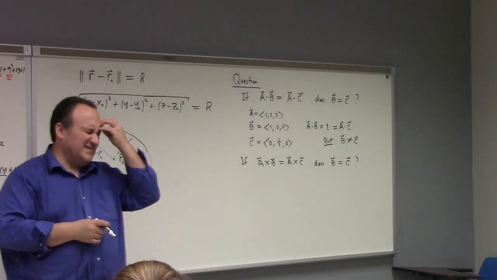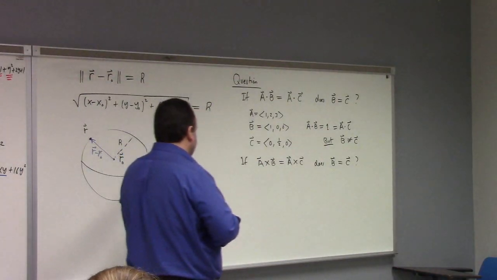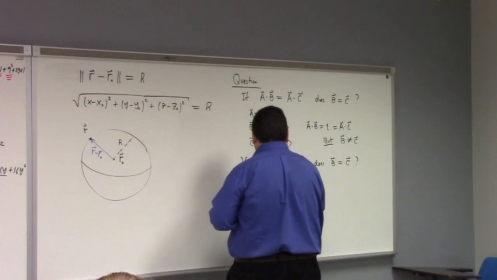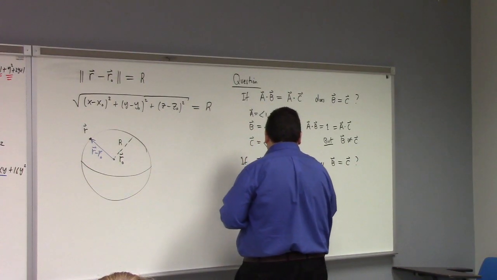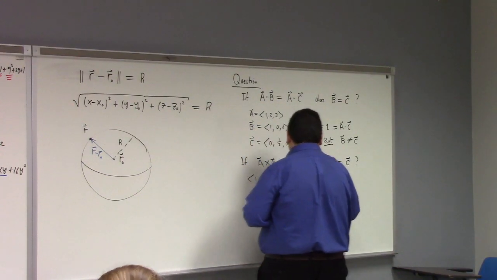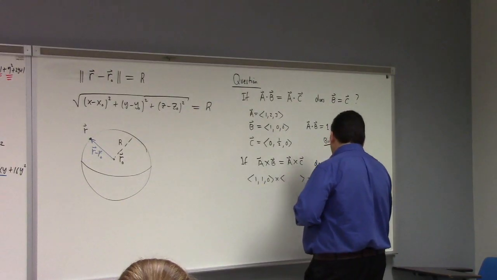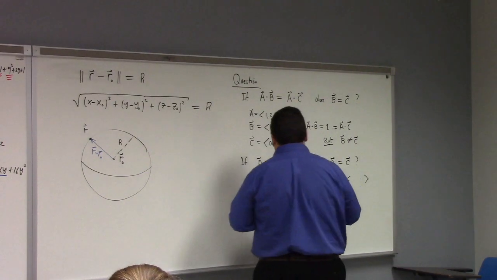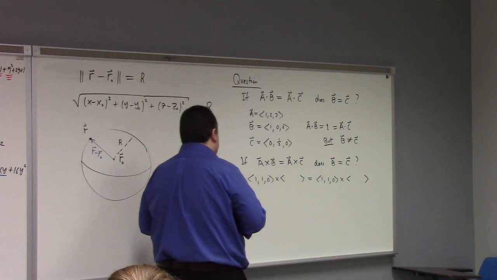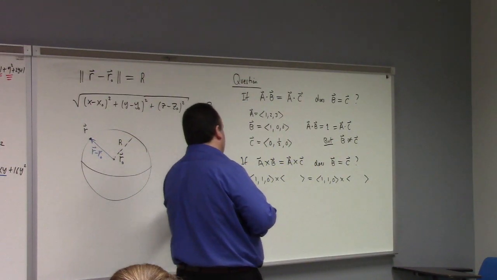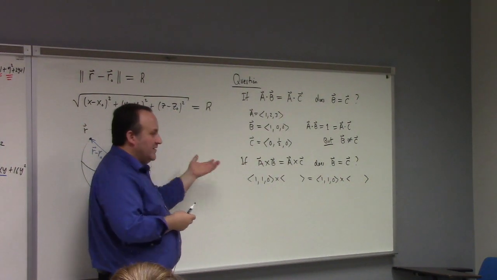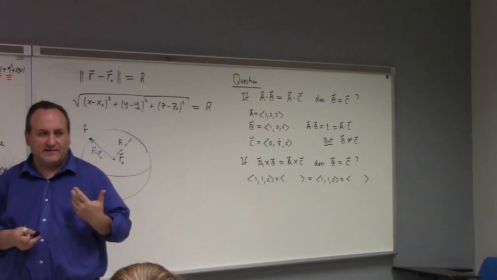Let's see here. How about maybe we could do something like (1, 1, 0) cross something equals (1, 1, 0) cross something else. Maybe. I'm not sure if I can come up with a counterexample right off, but I have to think about it for a second. But no, it's not enough information.